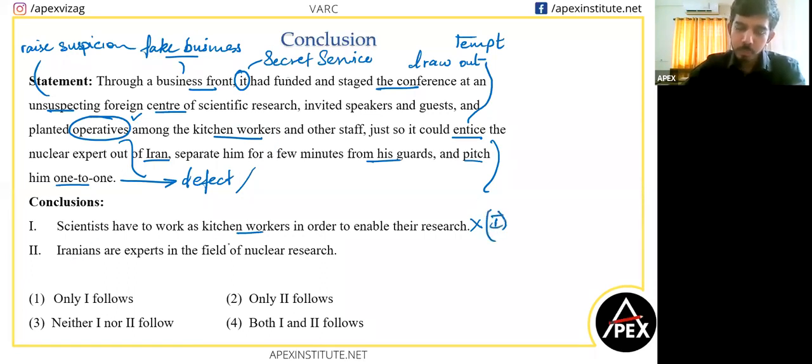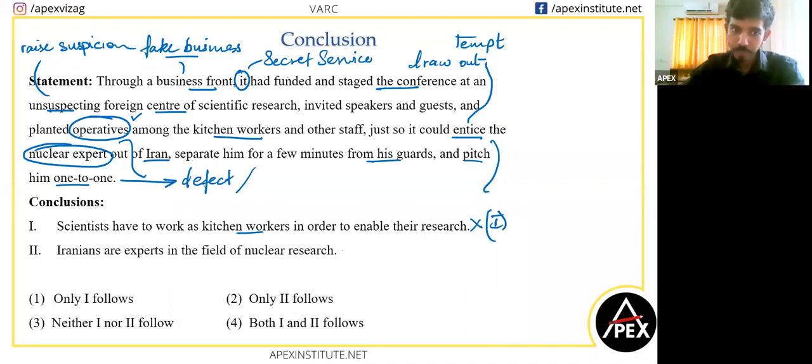And Iranians are experts in the field of nuclear research. Can we say this? There is one nuclear expert who is being pulled out of Iran for some reason, and this secret service organization doesn't want him to continue working for Iran. But we don't know where Iran's nuclear strategy is. Is it working? Is it not working? Are they doing well? Are they close to making a bomb or something?